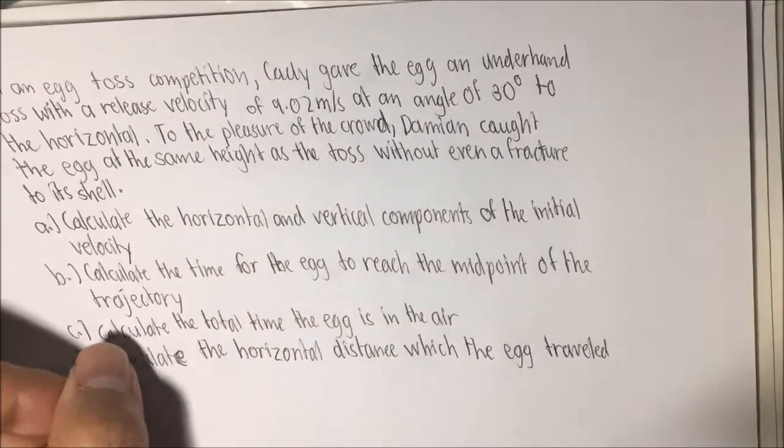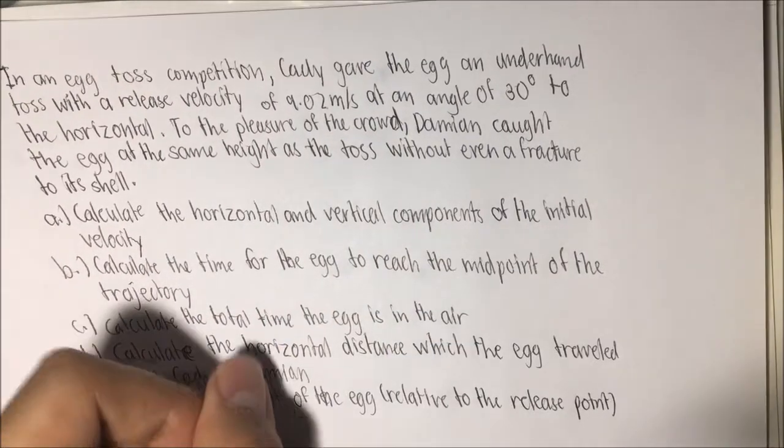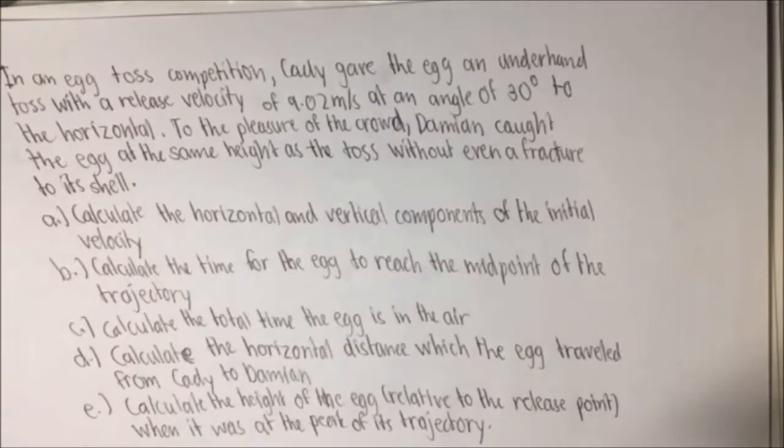In an egg toss competition, Caddy gave the egg an underhand toss with a release velocity of 9.02 meters per second at an angle of 30 degrees to the horizontal. To the pleasure of the crowd, Damien caught the egg at the same height as the toss, without even a fracture to its shell. Now the problem asks us to calculate for 5 things.